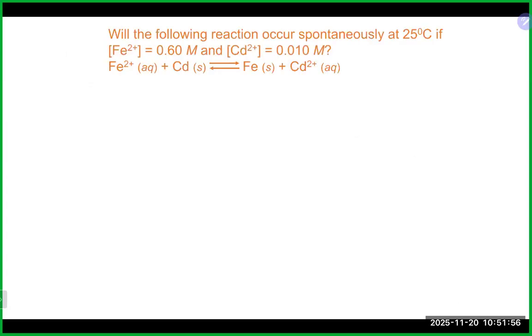All right, so why don't we try that there? We got our SRP values. We got some concentrations. So we want to know, will this reaction occur spontaneously? Take a moment or two there and see what you come up with.